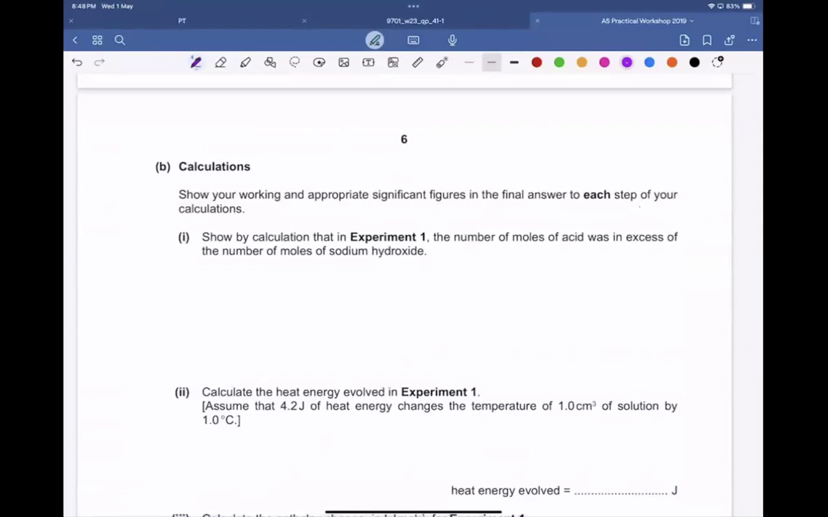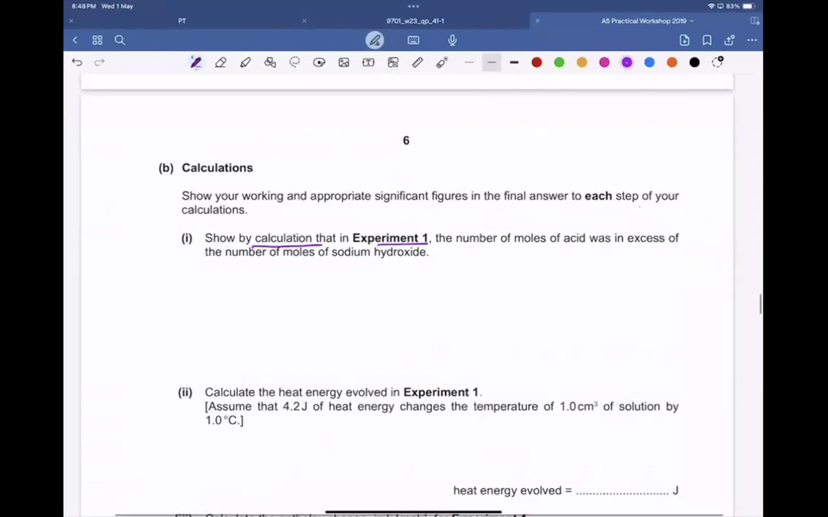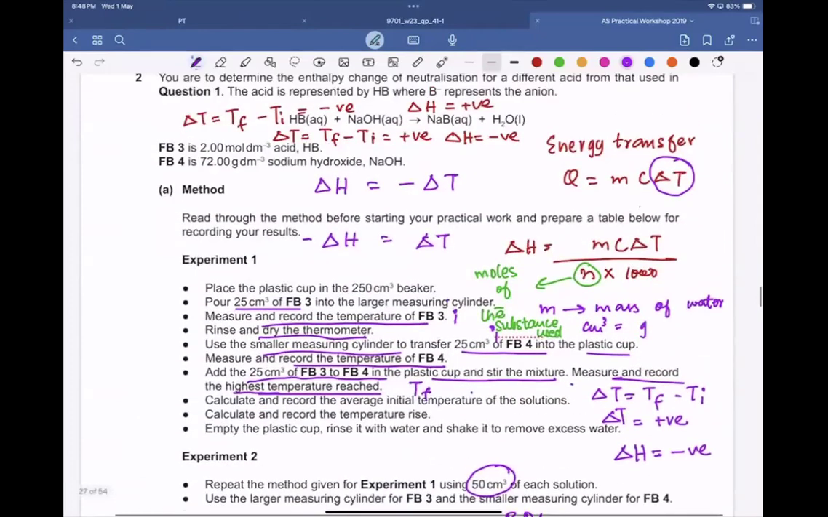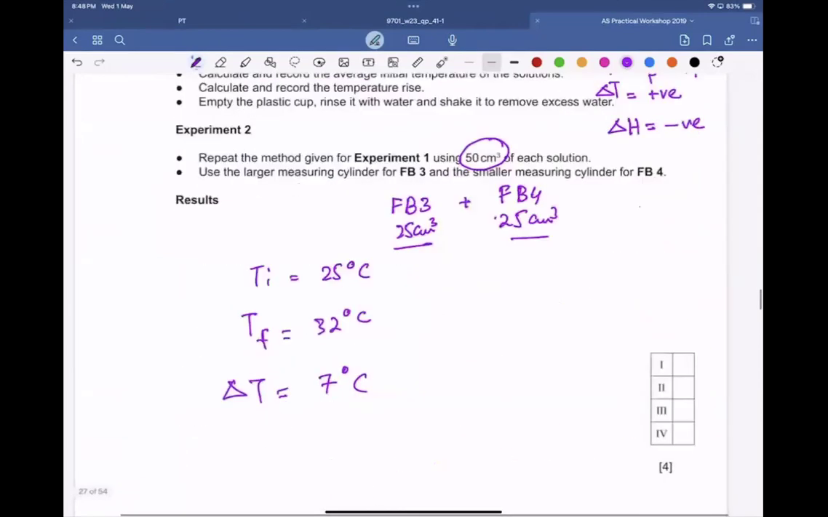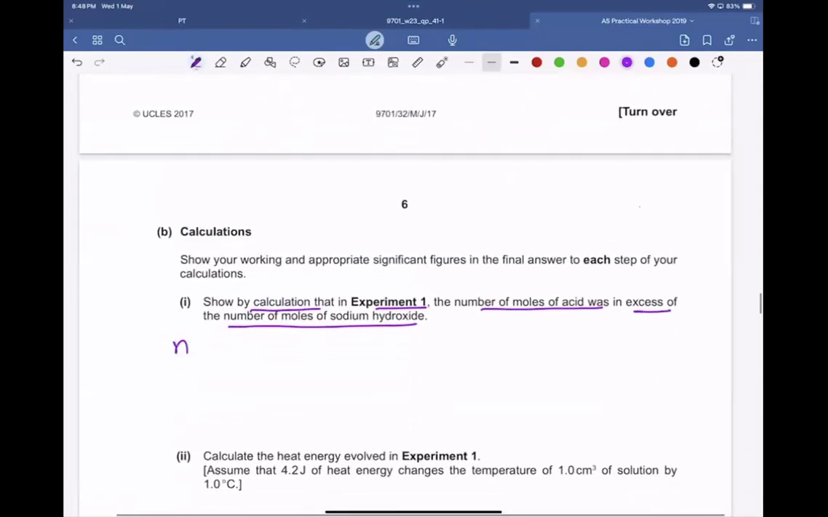Now, show by calculation in the experiment when the number of moles of acid was in excess of the number of moles of sodium hydroxide. The number of moles of acid has this concentration. So the moles of acid would be equal to 2.00 is the concentration, and the volume used is 25 divided by 1000 to turn into dm cube. Can anyone calculate it and tell me the answer?